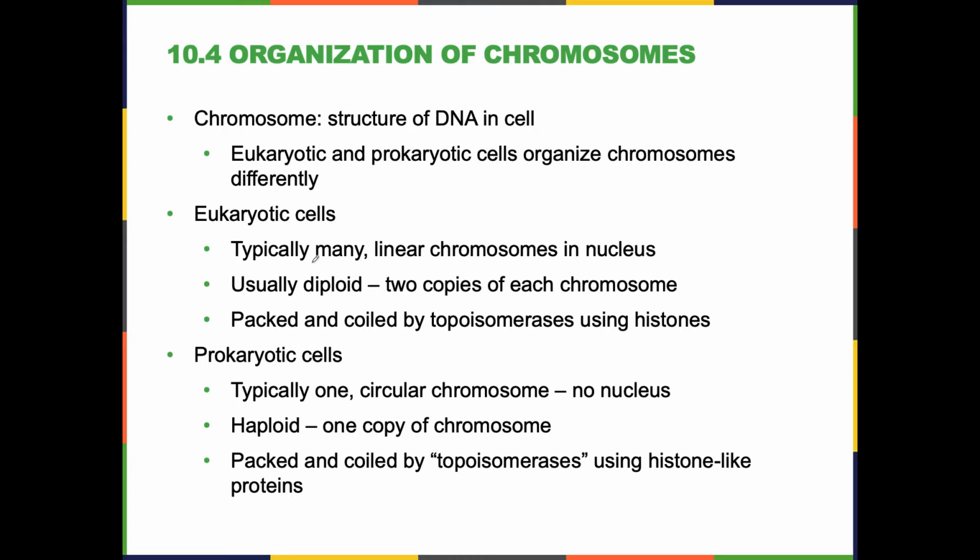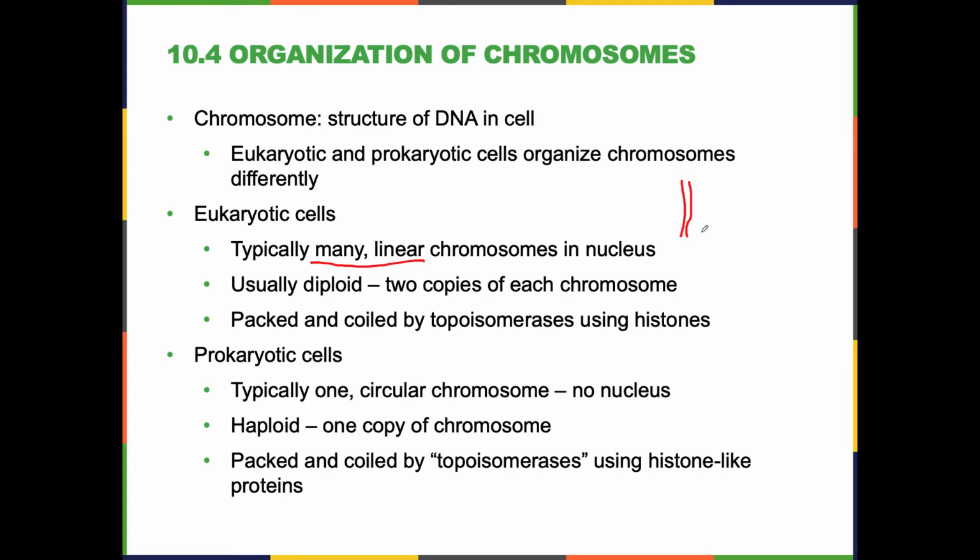Eukaryotic cells typically have many linear chromosomes, right? So they'll have these kind of strings of chromosomes. And then typically they're diploid, which means we'll have 2 copies of the same chromosome, right? So that whole 23andMe thing, we have 23 chromosome pairs, 46 in total. So for each of our 23 chromosomes, we have 2 copies of each one, right?